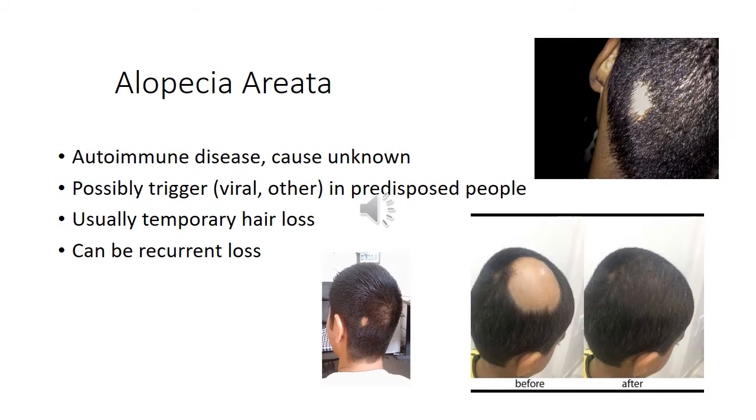In case of alopecia areata, usually it's an autoimmune disease, the cause is unknown, possibly triggered by viral or other infection in a predisposed population. Usually the condition is temporary and can be a recurrent loss. There is remission and relapse. So this child has alopecia areata like this one. After treatment everything is okay, or sometimes spontaneous recovery.